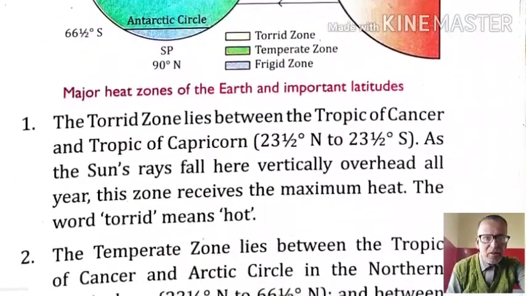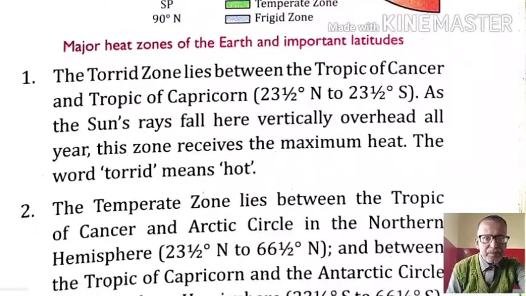Language wise, it is also given here. The torrid zone lies between the Tropic of Cancer and Tropic of Capricorn, that is from 23.5 degree north to 23.5 degree south, that is its extent. As the sun rays fall there vertically overhead all year, this zone receives the maximum heat. The word torrid means heat.